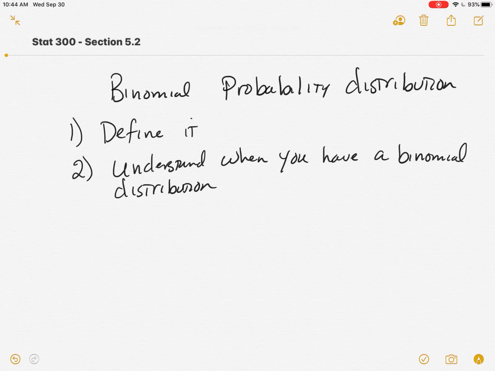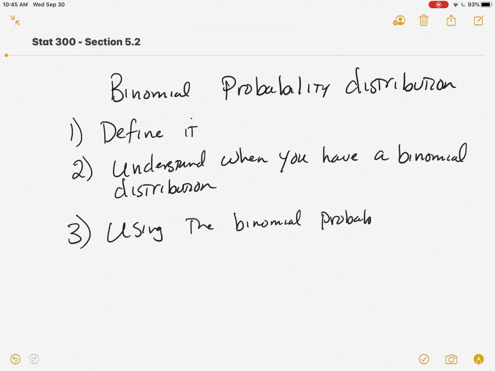And then when you have a binomial distribution, the third thing that we want to teach is using the binomial probability formula. It's going to unlock a lot more problems for us. And not problems in terms of things that are difficult, but problems in terms of probability questions that we haven't been able to ask yet. And so we'll present all of that here for you.